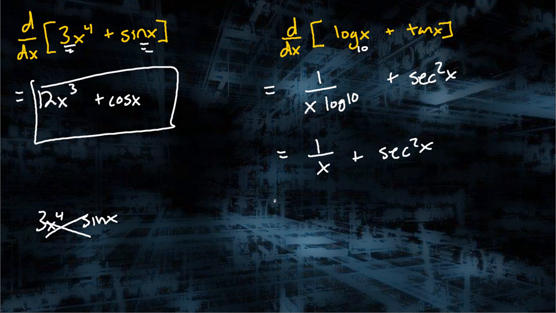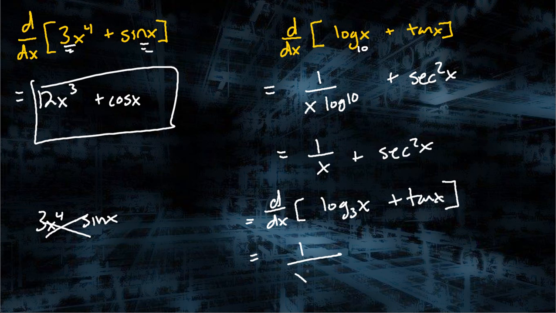So let's go ahead and change that. What if I had written derivative of log base 3 of x plus tan x? Well, then this would equal 1 over x log 3 plus secant squared x. Okay, going on.